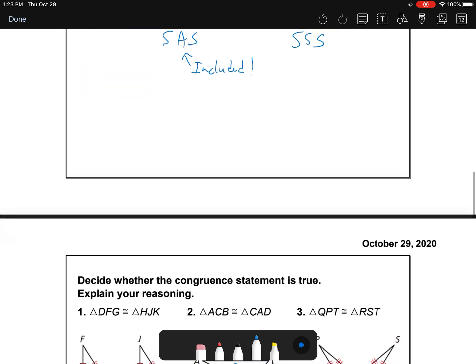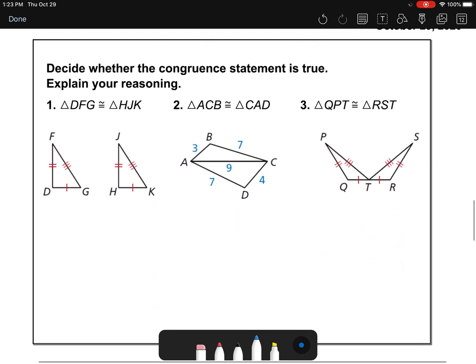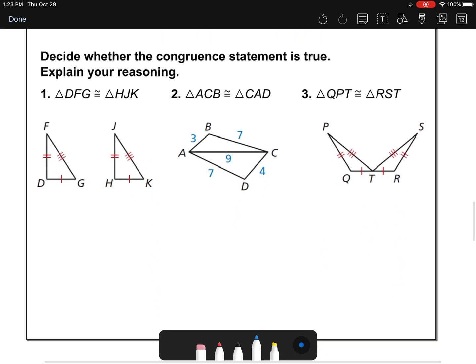Okay? So, decide whether the congruence statement is true. Explain your reasoning. Is triangle DFG congruent to triangle HJK? So 2, 3, 1, 2, 3, 1. That is a yes by side, side, side.